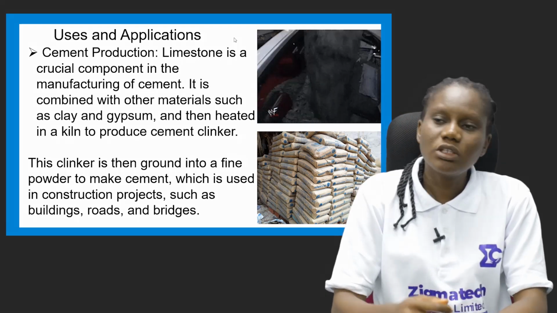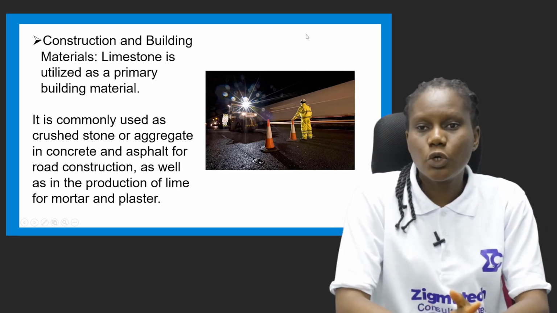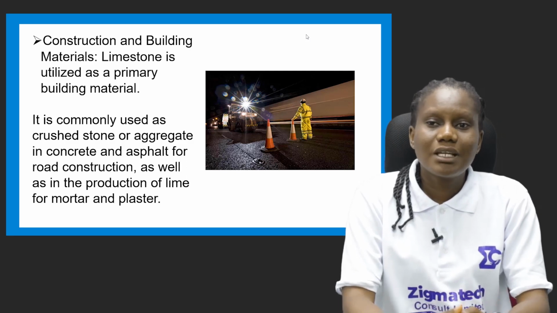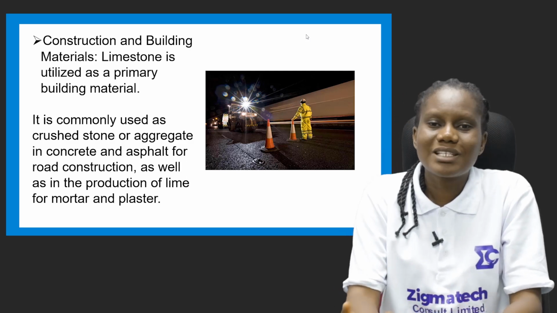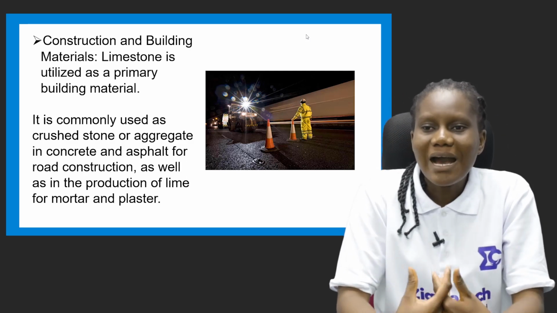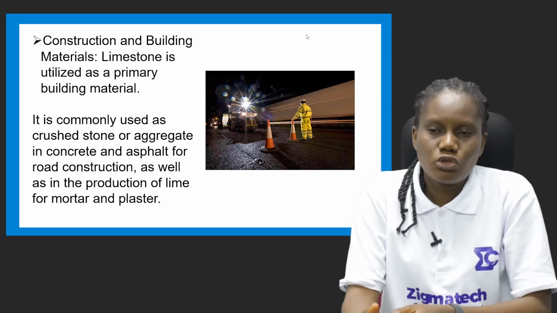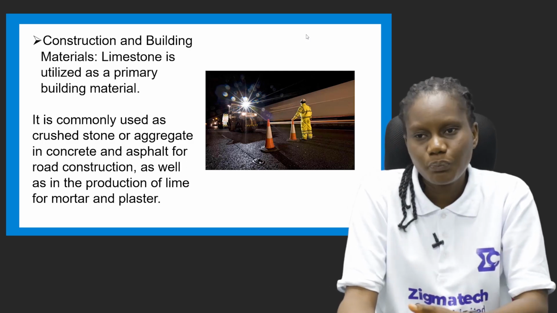So, our cement is gotten from limestone. Another use is in construction and building materials. Limestone is utilized as a primary building material. It is commonly used as crushed stone or aggregates in concrete and asphalt for road construction. You can see that it has its application in road construction.